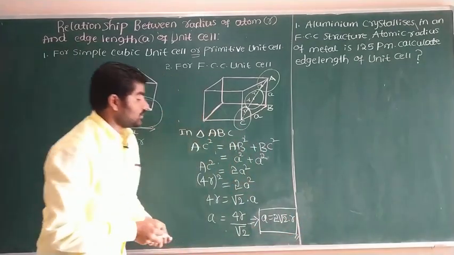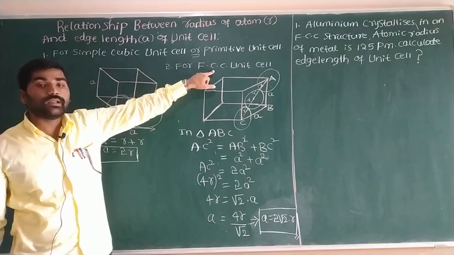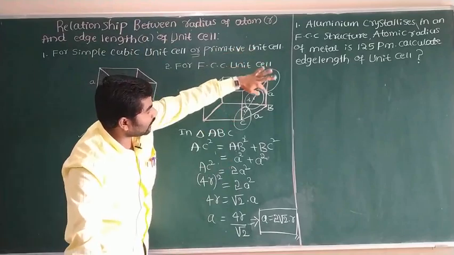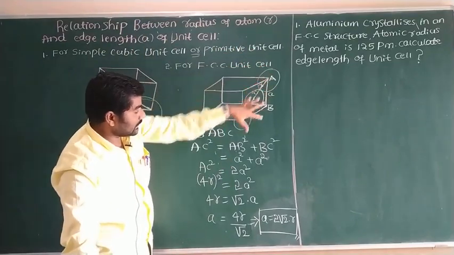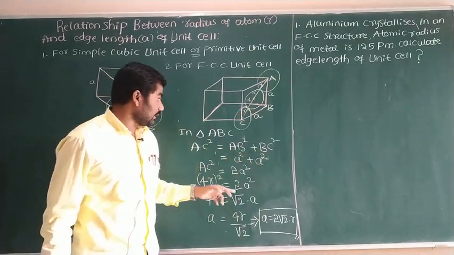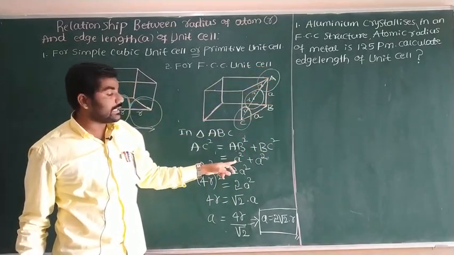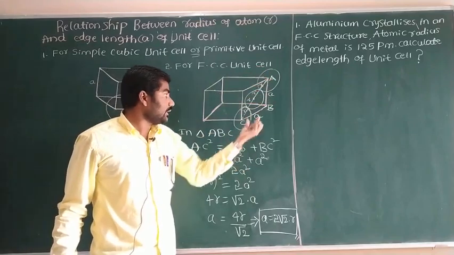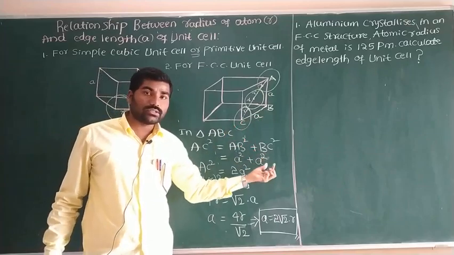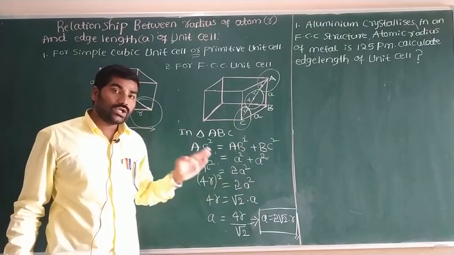Okay, this is the relationship between edge length A and the radius of an atom for what type of unit cell? For FCC unit cell. So in this diagram we can observe a triangle ABC. In this triangle ABC, according to the Pythagoras theorem, AC square equals AB square plus BC square. The value of AB, which is called the edge length, is denoted as A. AB square is A square. Similarly BC is the edge length and it is denoted as A. BC square is A square. Therefore, AC square equals A square plus A square. Therefore, we will get 2A square.